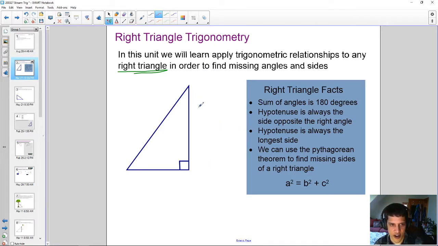So let's take a look at this triangle and see if we can remember what all these things are. Okay, so this rectangle here in the corner signifies that we have a right angle here, okay? That's where our right angle is, which means that this side over here is our hypotenuse. So our hypotenuse is always this longest side. Okay, it's always opposite our right angle.